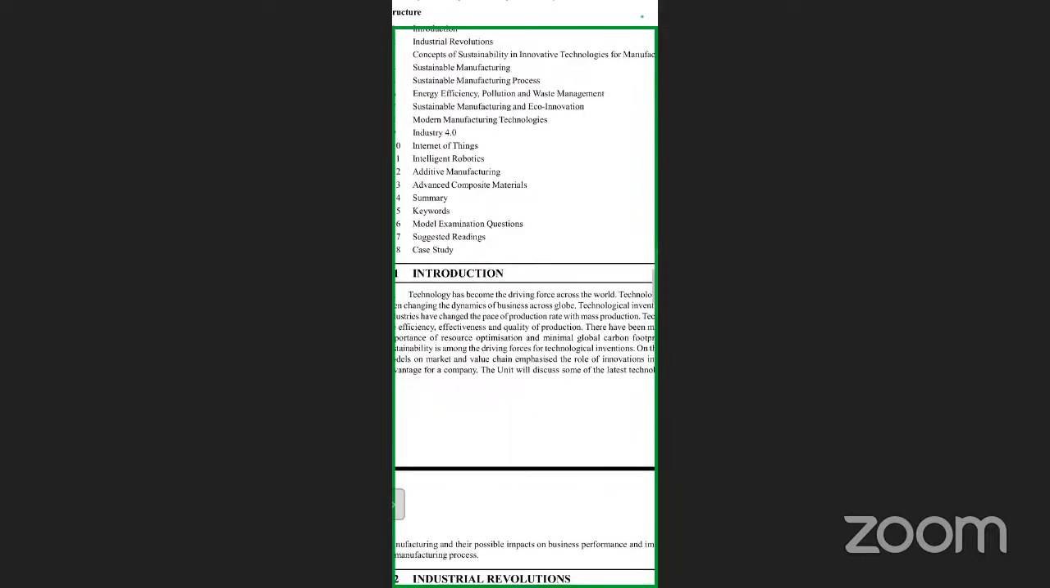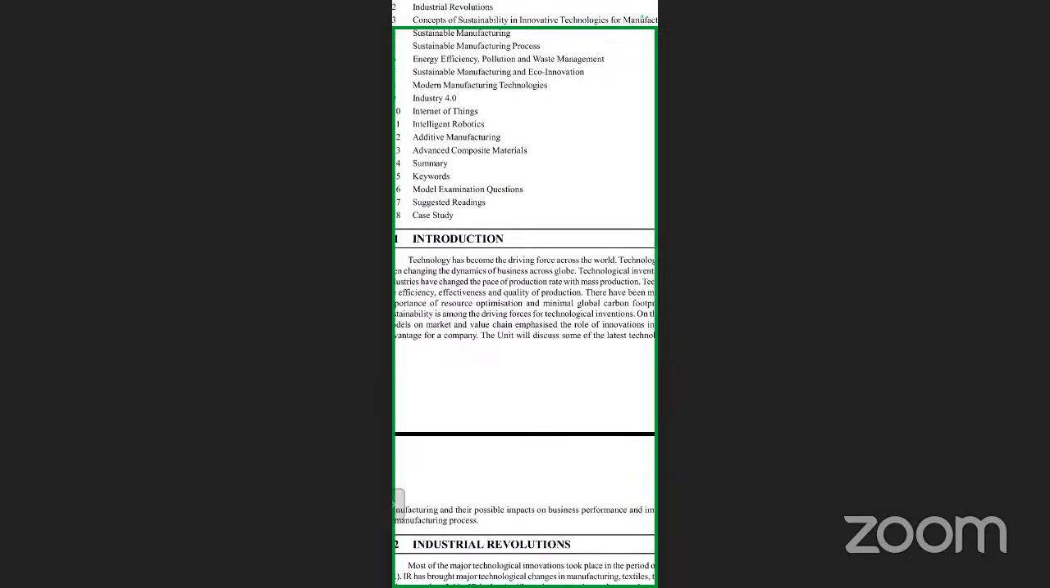So let's look into that. What actually is the technology that has taken place? What are the technological innovations that are brought into the manufacturing sector? We'll try to understand and evaluate what are the innovations that are being introduced in the manufacturing sector.